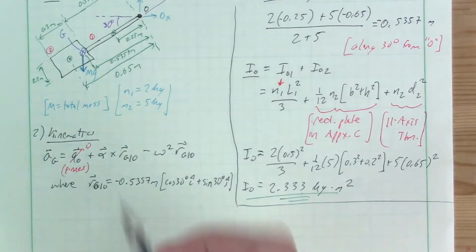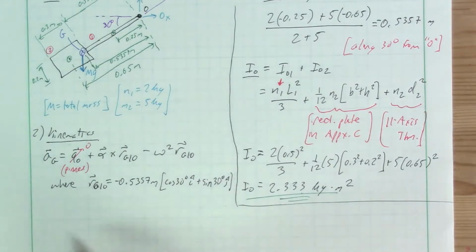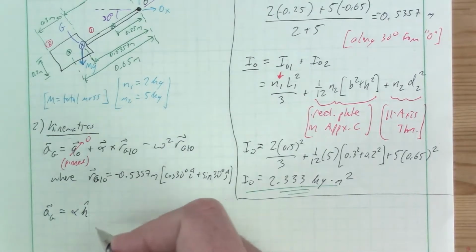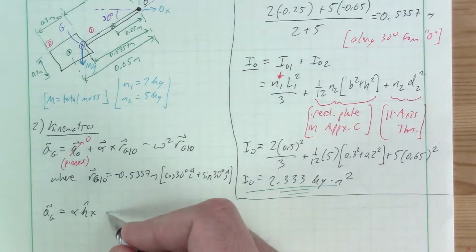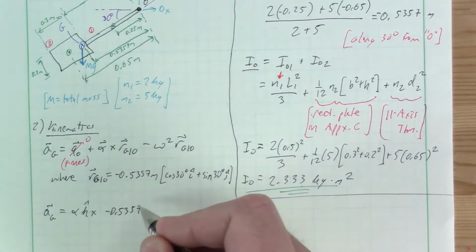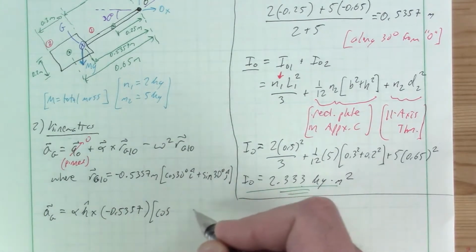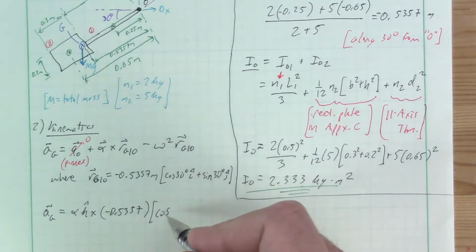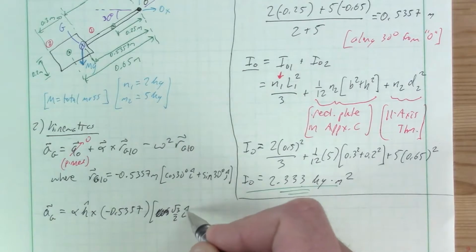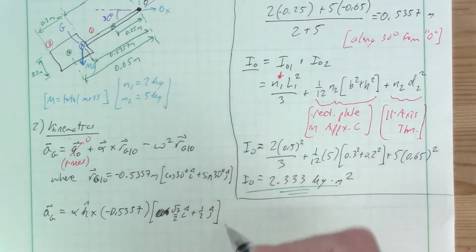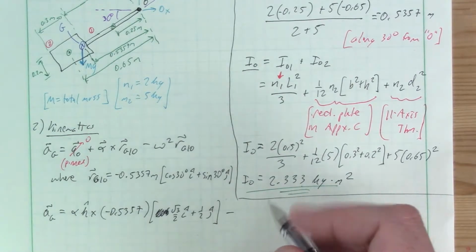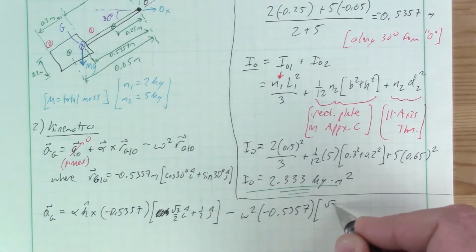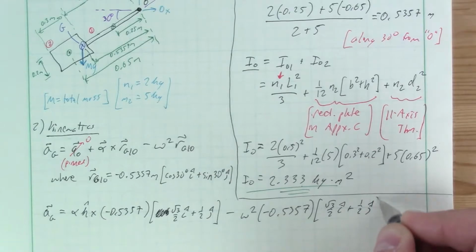Now let's actually do this. So acceleration of G, we're going to need this space down here. The acceleration of point G is going to be the angular acceleration k hat crossed into this long thing, which I'll write out again: minus 0.5357 cosine 30 degrees. Now cosine 30 is root 3 over 2, so why don't we just do that. This is root 3 over 2 i hat, and this is a half j hat. Doing a quick check, yep, that should work. And then minus omega squared times negative 0.5357, again that same term, root 3 over 2 i hat plus a half j hat.